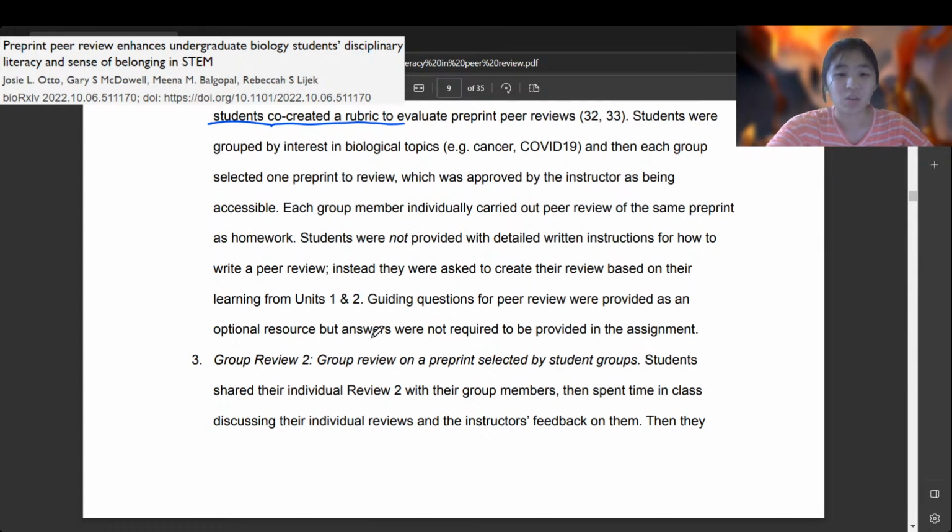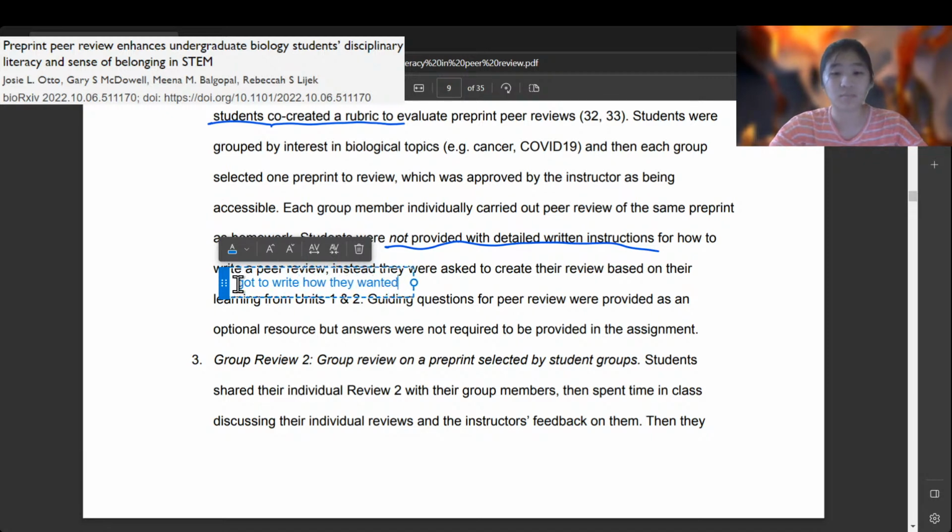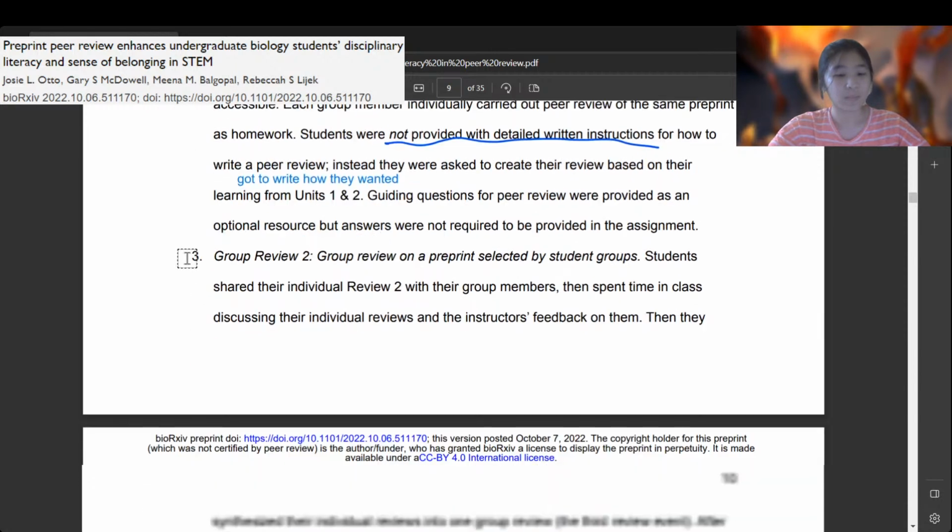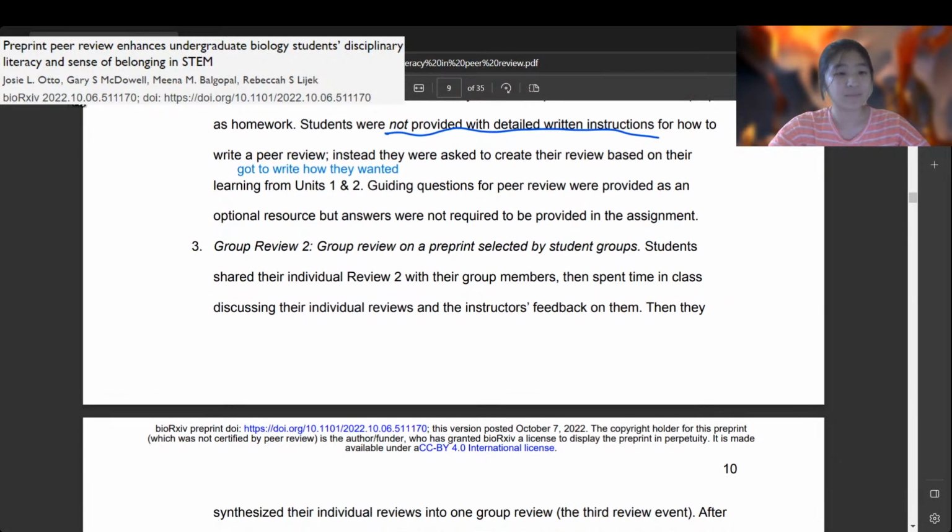Okay, so not provided with detailed written instructions. Basically, they got to write how they wanted. Okay, event 3, group review on a preprint selected by student groups.